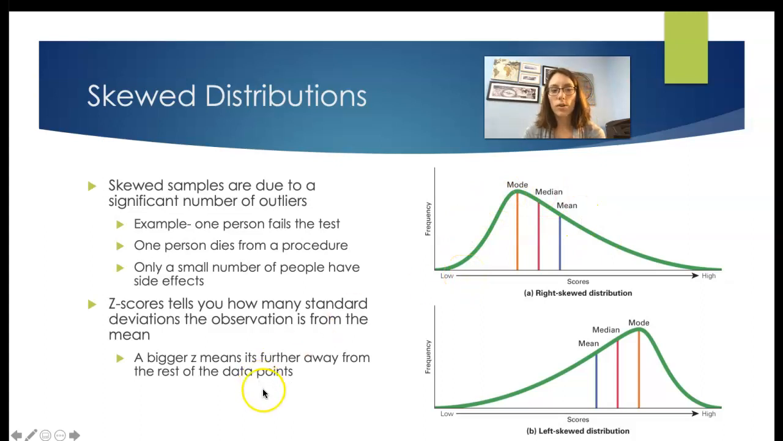Right? Z-scores tell you how many standard deviations the observation is from the mean. A bigger Z means it's further away from the rest of the data points. If you recall, a standard deviation is all that big math stuff that gives us a number as to how far apart our variables are. Since we've determined how far apart our variables are, we can actually mathematically determine these outliers. So if this person scored a 100% and everybody's scores were 2 points away from each other, then I can say that they scored 10 or 15 points higher than everybody else. So that's what a Z-score gives us.